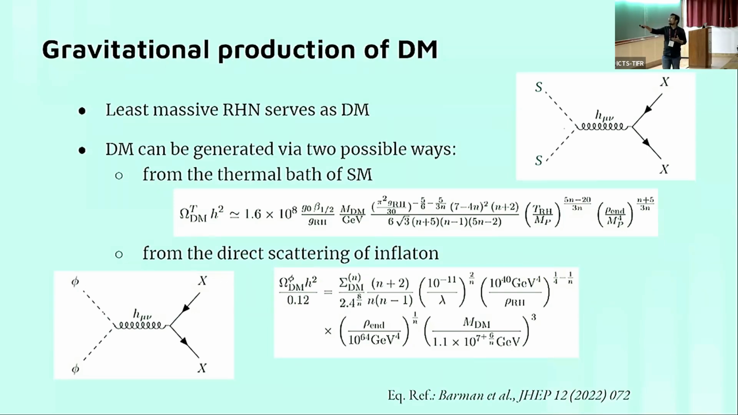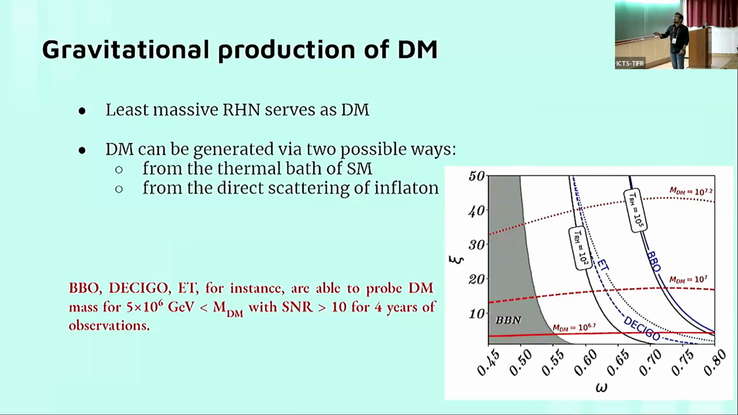The contribution to the dark matter abundance can be calculated in this fashion, for which we have considered the papers of Basabendu Barman et al. The resultant contribution to the dark matter abundance is simply the sum of these 2. So this is something which I have got from the SNR calculation. I am just rushing it down.